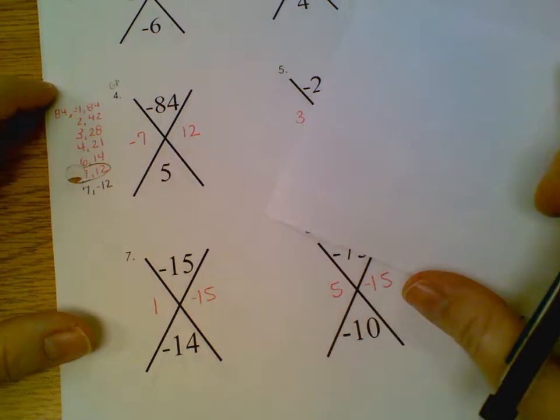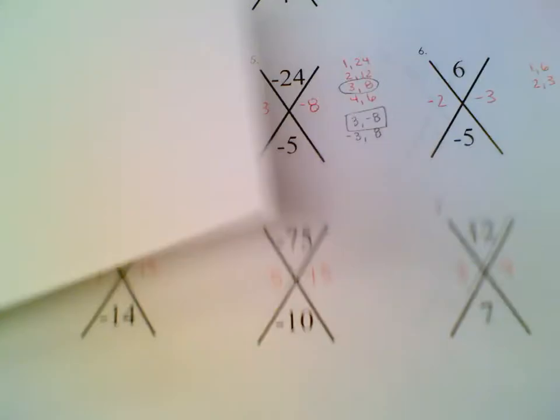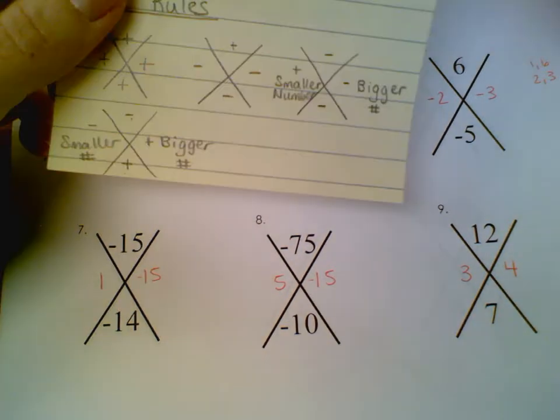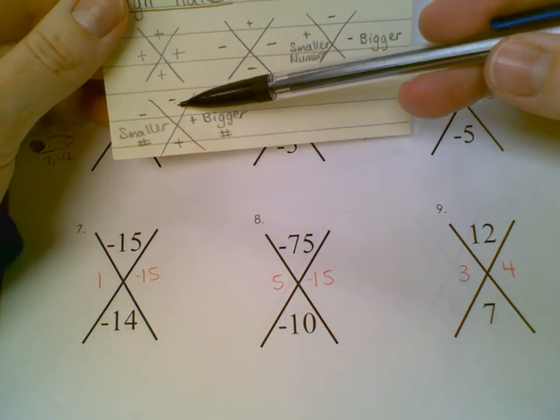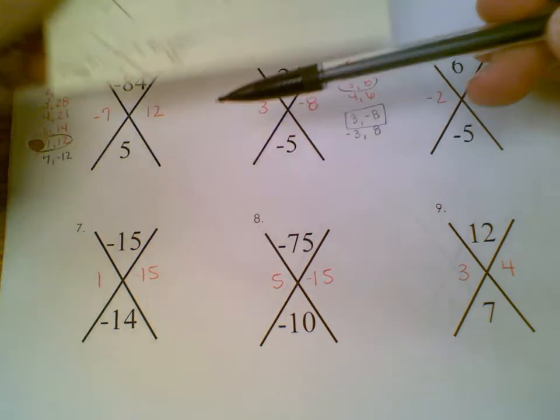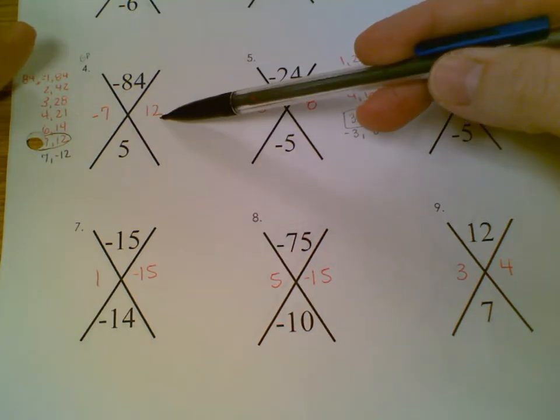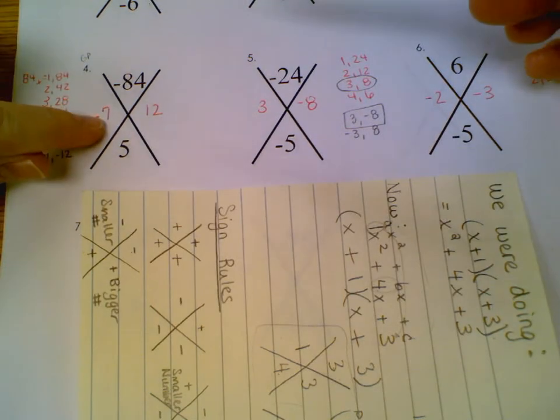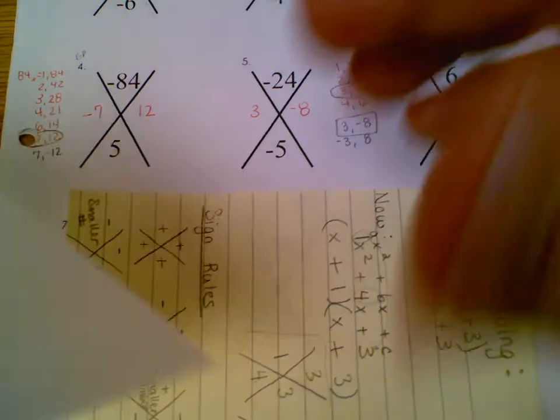So I used 7 and 12, and then I went to my sign rules. I have a negative on the top and a positive on the bottom. So my bigger number has to be positive. So I put positive 12 over here, and then I put negative 7 on the other side.